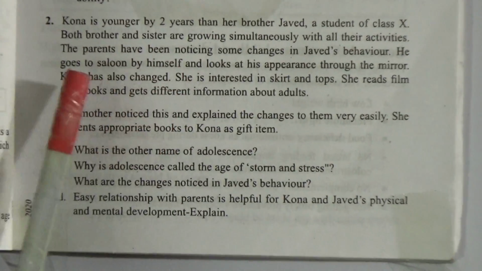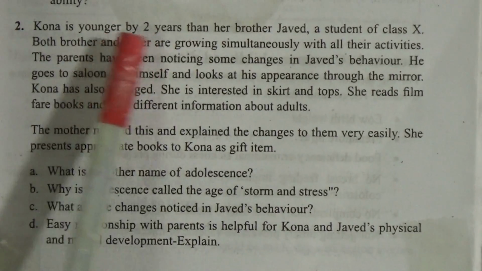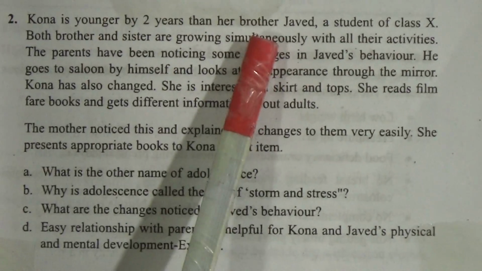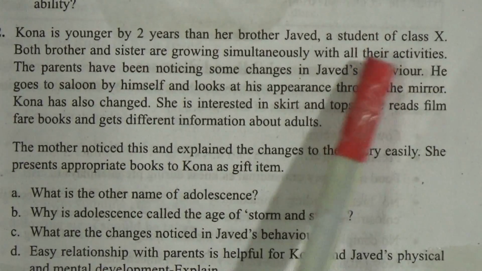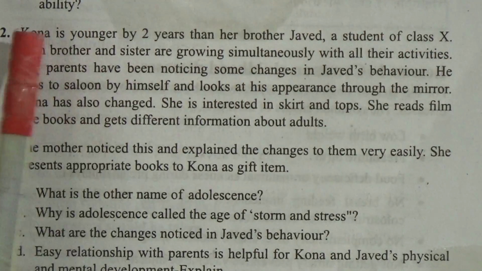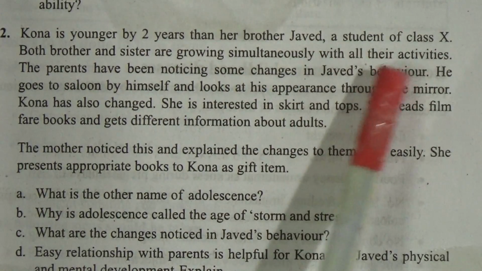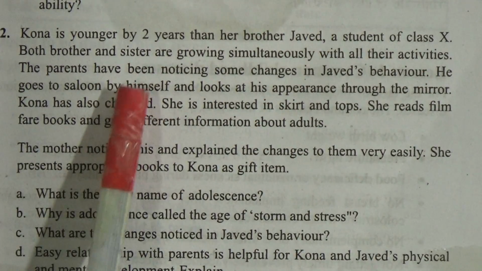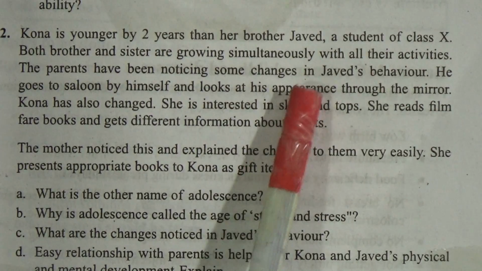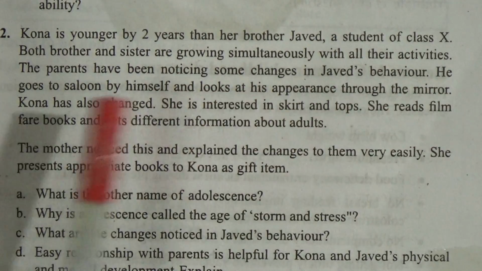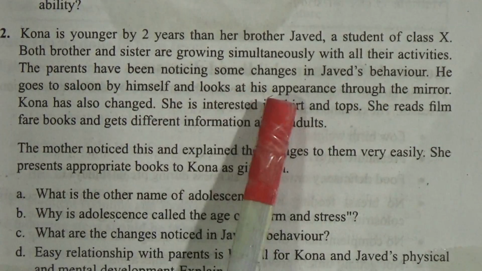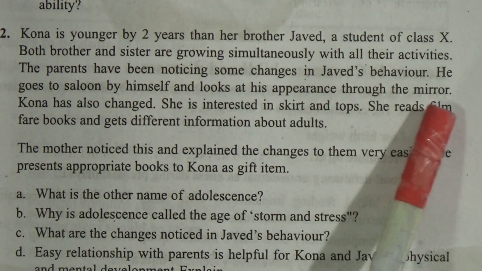Now students, we are going to talk about creative question 2, and the stem is: Kana is younger by 2 years than her brother Javed, a student of class 10. Both brother and sister are growing simultaneously with all their activities. The parents have been noticing some changes in Javed's behavior. He goes to the salon by himself and looks at his appearance in the mirror.